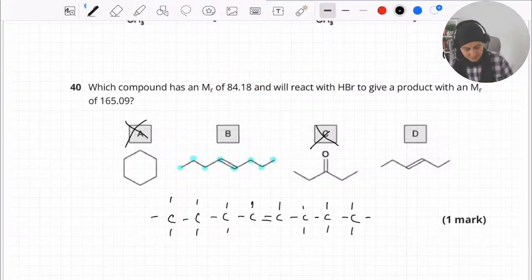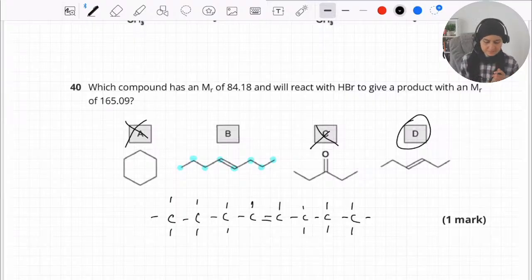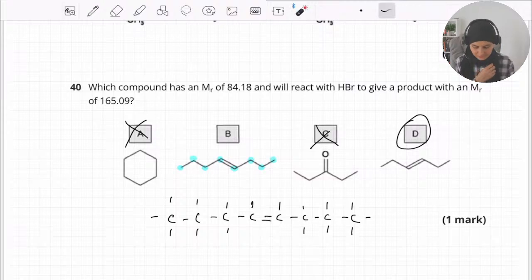And so it must be D then. But again, you can double check. I don't know why they've given so many details, like why did they give this? This is completely irrelevant. The information that it can react with HBr is useful because I excluded A and C, but then I don't need to know the molar mass of the product because B and D differ in molar mass, so I can just do it based on that.